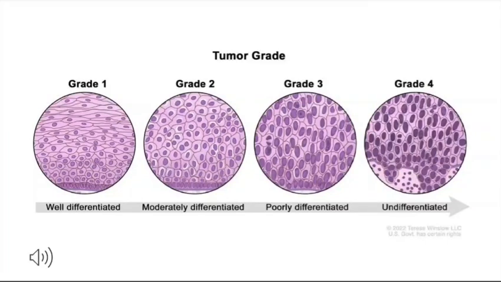Here you can see the relationship between the grade and the differentiation of the tumor. Grade and differentiation are basically the same, but grading is a standardized way of measuring the differentiation. You can see that as the tissue becomes less differentiated, the grade of the tumor increases.